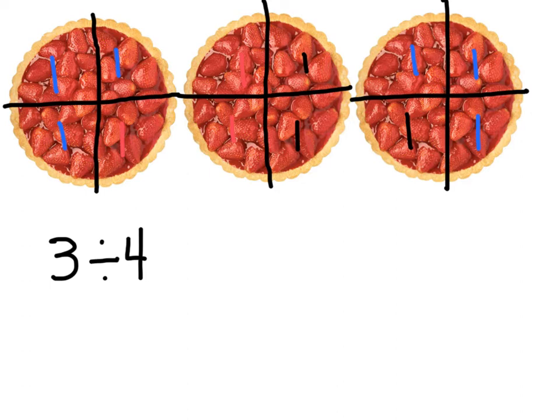So 3 divided by 4 can be rewritten. The division expression can be rewritten as a fraction, where 3, our dividend, becomes the numerator. Our division sign is replaced by the line, and 4, our divisor, becomes the denominator. So 3 divided by 4 is equal to 3/4.